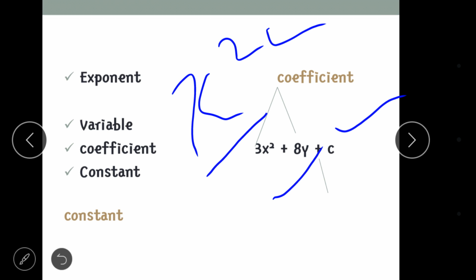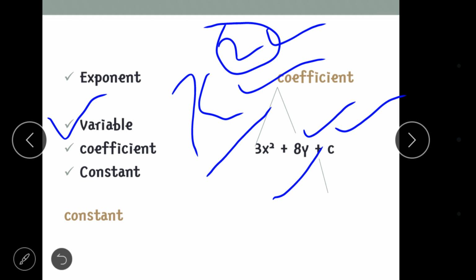X is variable. This one, x is variable, and a variable is a symbol for a number we don't know. What is its value? X is equal to something, any value, numeric data, algebraic fraction, anything. X is variable and 2 is exponent or power. Y is also a variable. This equation uses two variables, x and y.